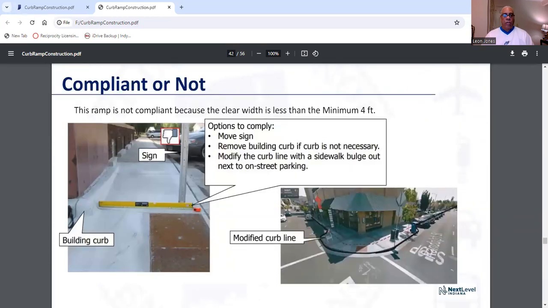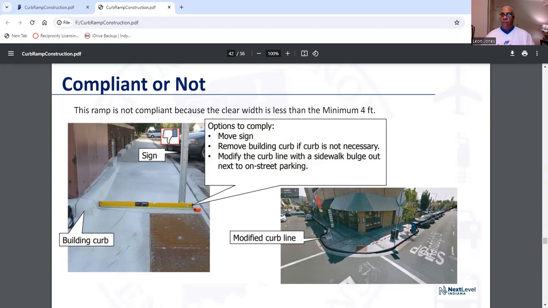All right, you look at this ramp right here. And let me tell you something else that I have found in this slide that's not compliant. All right, number one, the clear width is less than a minimum of 4 feet. Number two, you see that smart level? We don't use 4-foot smart levels when we're inspecting ramps, unless the specifications call for it. We'll use 2 feet.